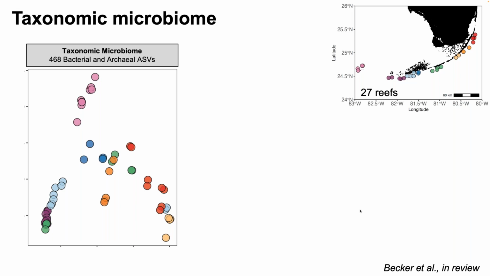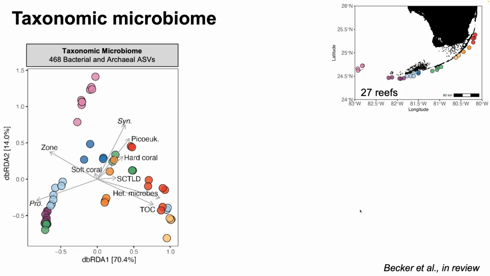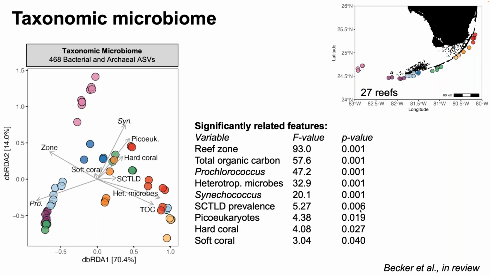We measured a lot of other parameters of the reef, both reef cover as well as environmental features. And when we examine those in relation to the plot using a distance-based redundancy analysis, we can see the relationship of the different reef parameters. And this is a PERMANOVA analysis showing you further the relationship between the reef parameters and the taxonomic microbiome. So I'm only showing you the parameters that were significant here, but you can see reef zone has the highest F value, meaning the strongest relationship to the taxonomic microbiome.